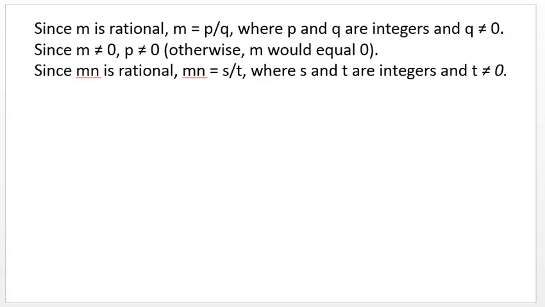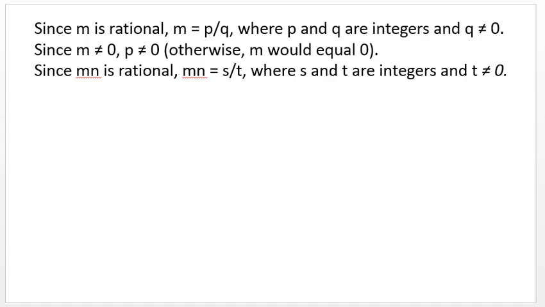Since m does not equal 0, we can say something about p. If m does not equal 0, then p does not equal 0. Because if p equaled 0, then m would be 0 over some non-zero integer, then m would be 0. But we said m cannot be 0. So since m is non-zero, we know that p is non-zero.